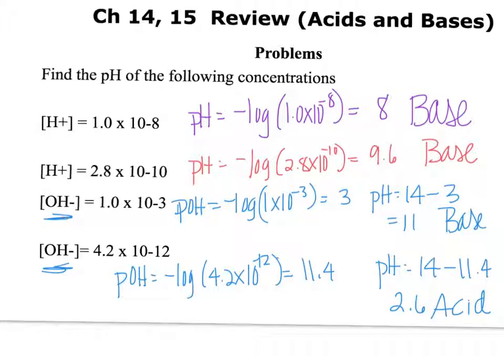The second two give you the hydroxide concentration. So what you actually need to do is take the negative log to get the pOH. Then, because remember, pH and pOH equal 14, we can take 14 minus the pOH to get the actual pH. In this case, it's 11, and that would be a base. And then the next one, we take the negative log of that concentration and get 11.4. So when we subtract that from 14, we get a pH of 2.6, which is an acid. Please remember, when we're determining if something's an acid or a base, we look at the pH value only. That's the only thing that determines whether something is considered to be acidic or basic.